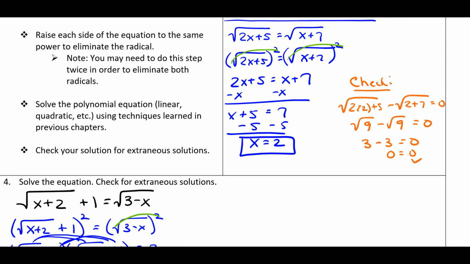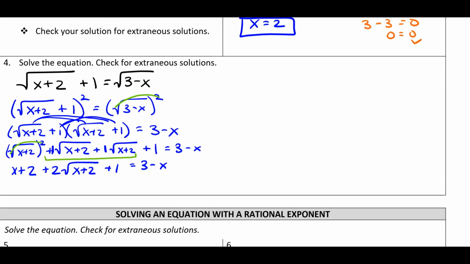So if you'll notice up here, you may need to do this step: raise each side of the equation to the same power. You might have to do this step twice in order to eliminate both radicals. Sometimes more than twice, but usually just twice. So we still have a radical, this guy right here, which means we have to isolate that radical now. We have to do it again.